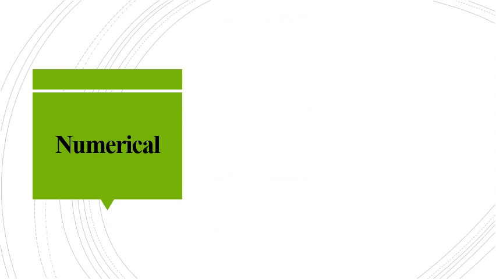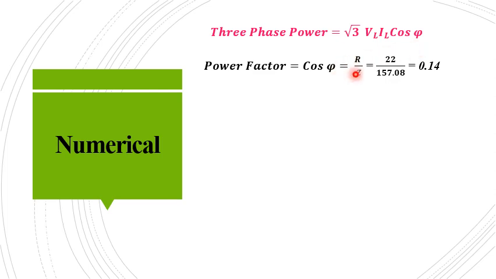Similarly, let's find the power consumed in star and delta connection. We know that the equation for three-phase power, whether it is star connection or delta connection, is root 3 VL IL cos phi. So first thing we need to find out is the power factor cos phi. Power factor cos phi is equal to R by Z, that we have already found in the case of a single phase system.